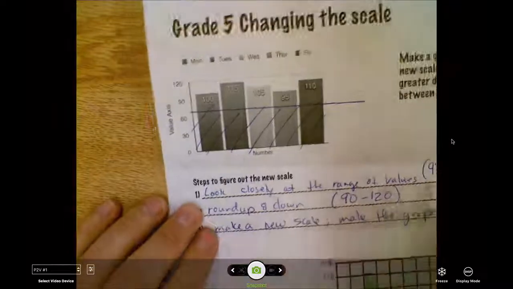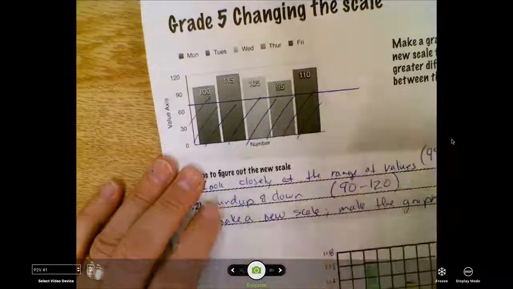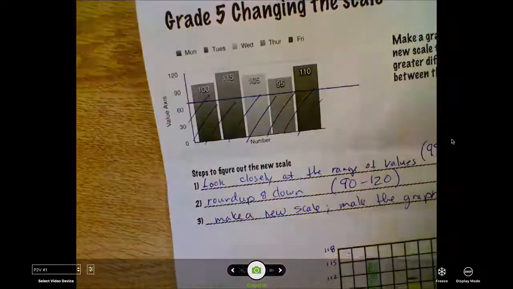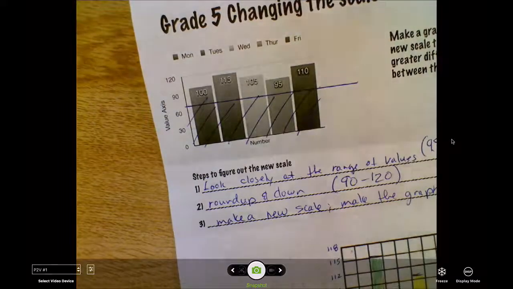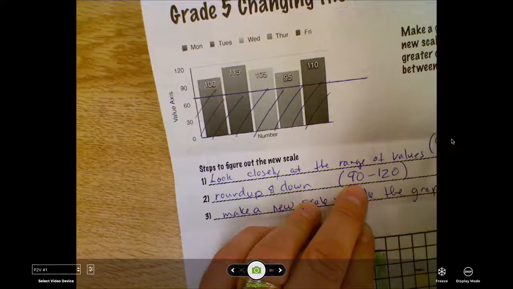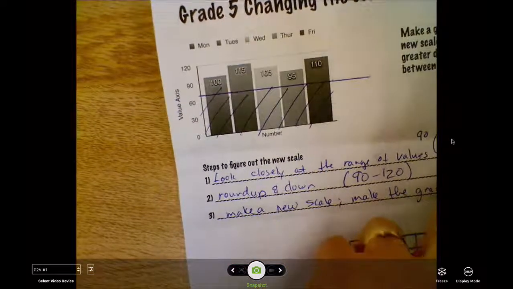Here's the steps you would do. First of all, you would look closely at the range of values. In this case, we have a value from 95 at the low to 115 at the high. We want to get rid of a bunch of the smaller stuff. So really, you're going to round up and down on either end. I'm going to say 90 over here, and maybe 120 on that range.